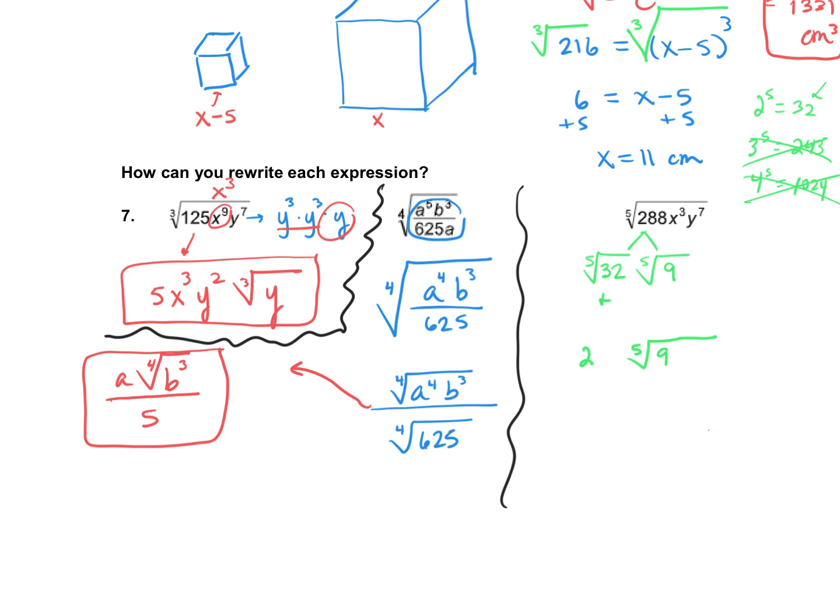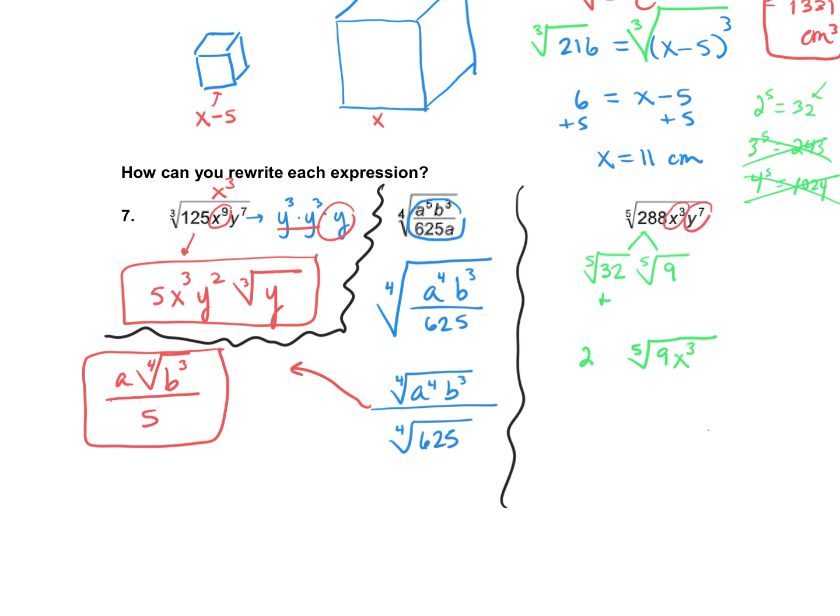All right, so the fifth root of x to the third. Do we have enough x's to take the fifth root? Well, you have to have 5. If we only have 3, that's just not enough, which means that the x to the third stays under the radical. All right, now the fifth root of y to the 7th.